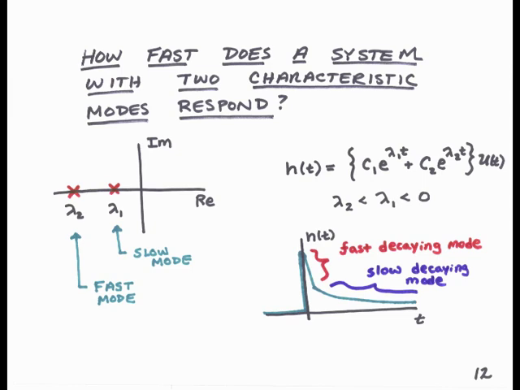Now let's consider a system with two characteristic modes. How fast will it respond? And how is this dependent upon the characteristic values? So the case we're looking at is h of t is c1 e to the lambda 1t plus c2 e to the lambda 2t times u of t. And both lambda 1 and lambda 2 are negative, with lambda 2 being more negative.